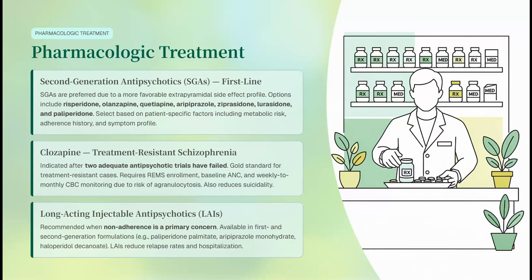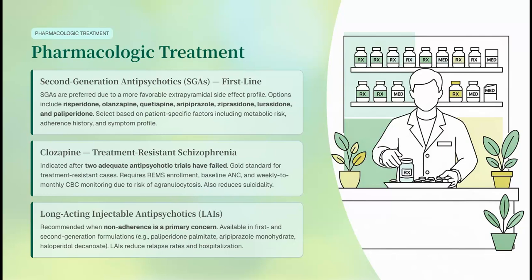Clozapine, we save that for treatment-resistant cases. You can use clozapine when 2 other antipsychotics haven't worked. So clozapine will be one of your big guns that you pull out of the closet, not the first thing that you shoot. This is gold standard for patients who don't respond to standard medications.